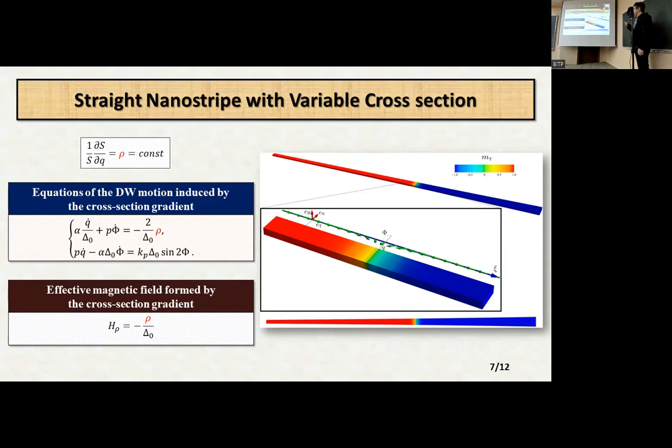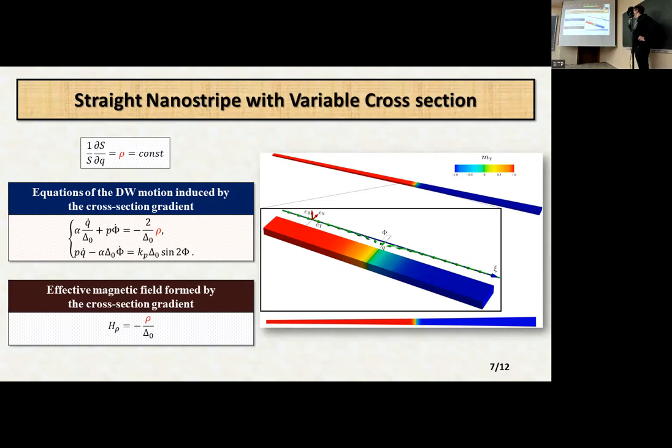We have simplified the equations of motion by taking into account the lack of curvature and curvature gradient. Here, the first equation shows that the gradient of the cross-sectional area becomes the drain force. If you look closely at this equation of motion, we can see that it is similar to the equations of motion for the domain wall that are induced by an external magnetic field.